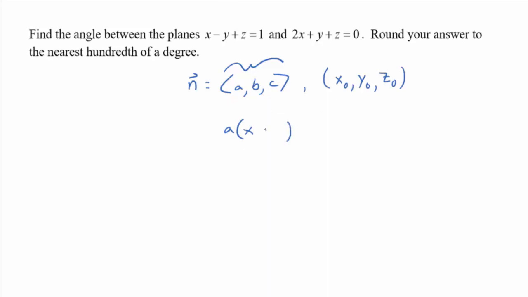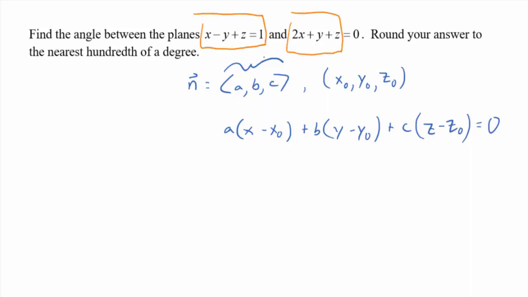A times the quantity x minus x naught, plus b times the quantity y minus y naught, plus c times the quantity z minus z naught equals 0. I really want to emphasize that whether the equation of the plane is in this form or in the multiplied out form like these, it doesn't matter. If you multiply this out, the coefficients of x, y, and z will still be a, b, and c, the components of the vector that's normal to the plane. That's important that you realize. N is a normal vector to the plane.